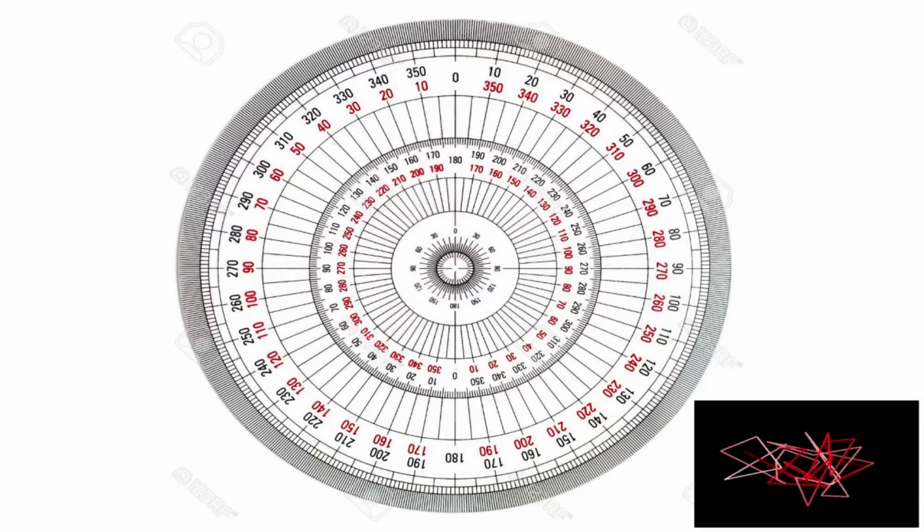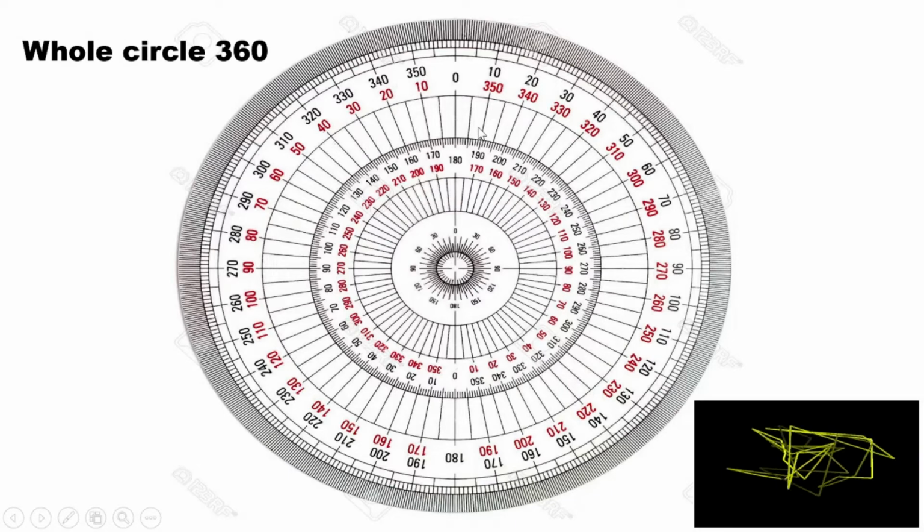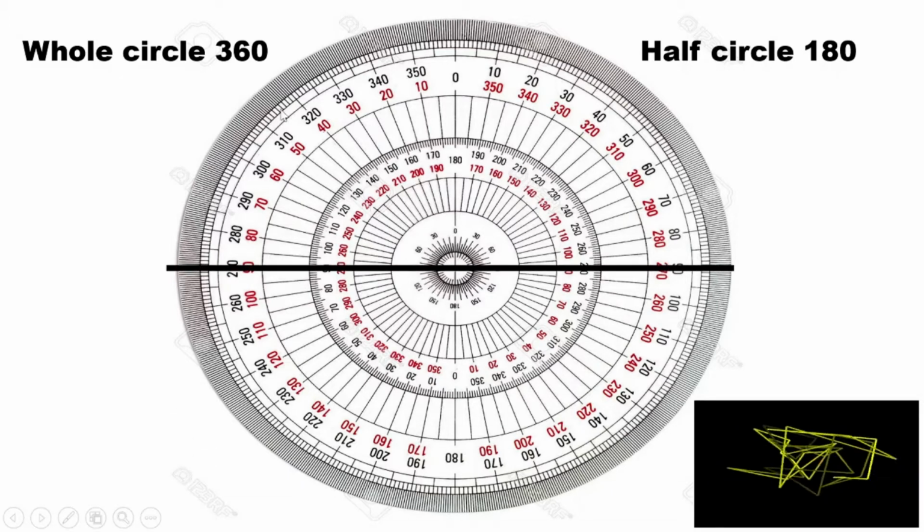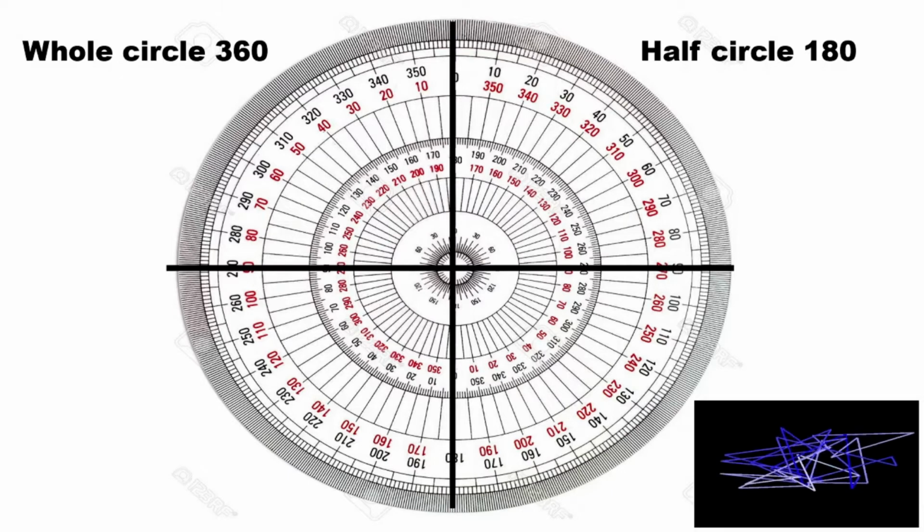Okay, so this is a circle. This is a whole protractor. One circle is 360, right? The whole circle is 360. Then when we divide it, half of a circle is 180. So this is 180, and this one is 180. We can also divide it vertically. This part is 180 and this part is 180. Then when divided into four, 90, 90, 90, 90.